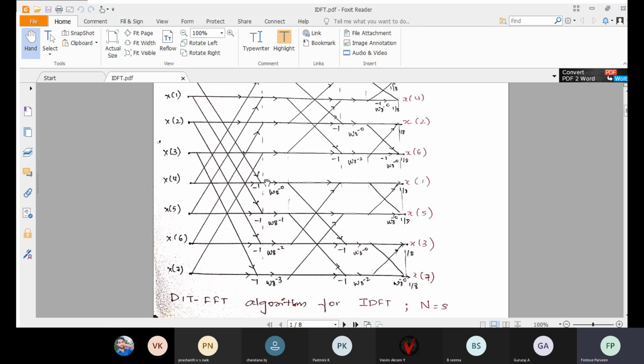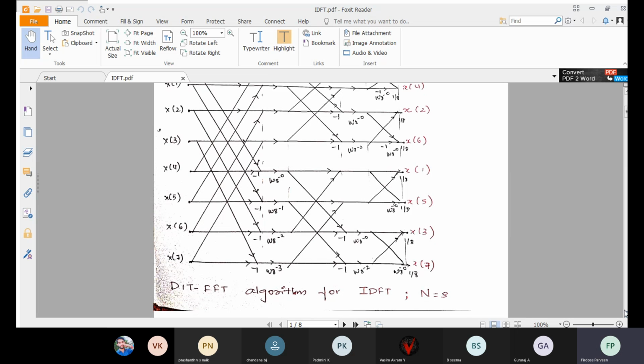So this is W8 to the power of minus 0, W8 to the power of minus 1, W8 to the power of minus 2, W8 to the power of minus 3. Here it is W8 to the power of minus 0 and W8 to the power of minus 2, or it is also known as W4 to the power of minus 0 and W4 to the power of minus 1. Only for W8 we find all minus 0, minus 1, minus 2, minus 3. Then W8 to the power of minus 2 and W8 to the power of minus 0. And here it will be 1 by 8.